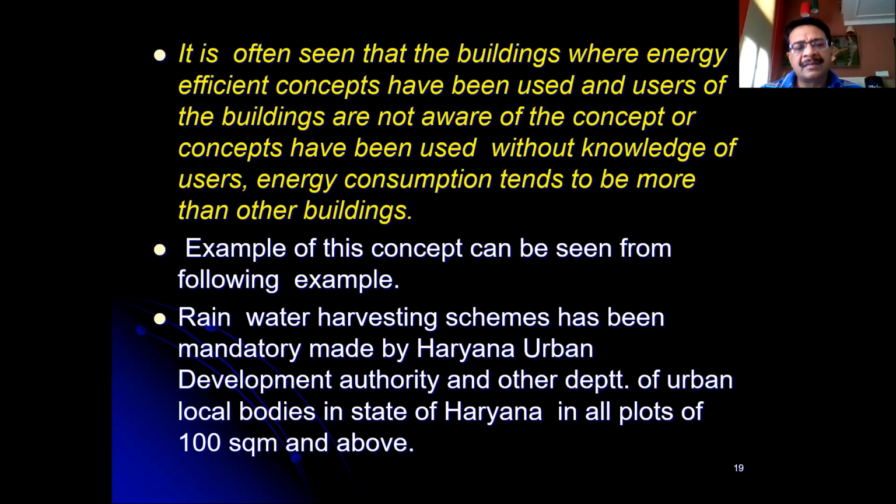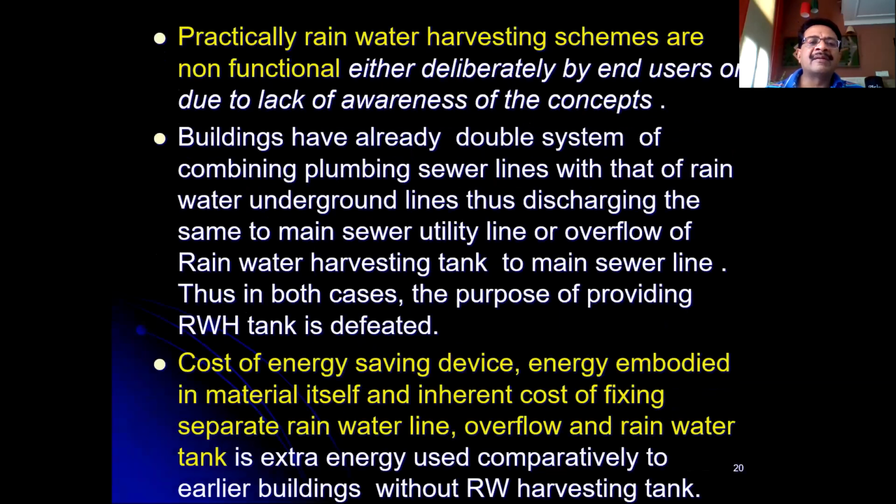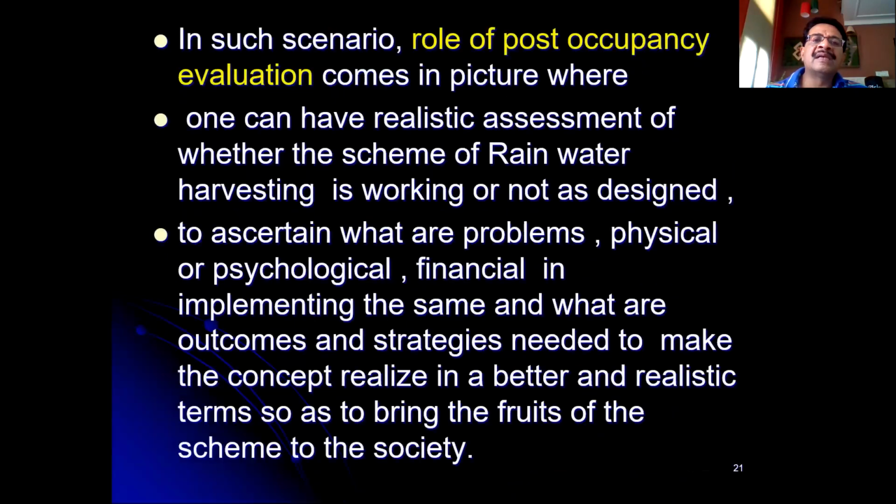Another very common example is rainwater harvesting. It has been made mandatory by HUDA, as per the Haryana Building Code, in all plots of 100 square meters and above. But practically all rainwater harvesting schemes are non-functional, either deliberately by end users or due to lack of awareness of the concept. Sometimes the rainwater harvesting tank just serves the purpose of bypassing the sewer line. So the whole purpose of RWH is defeated. The problem is that you design a very good system, and due to lack of awareness of the people, things may not be in use.